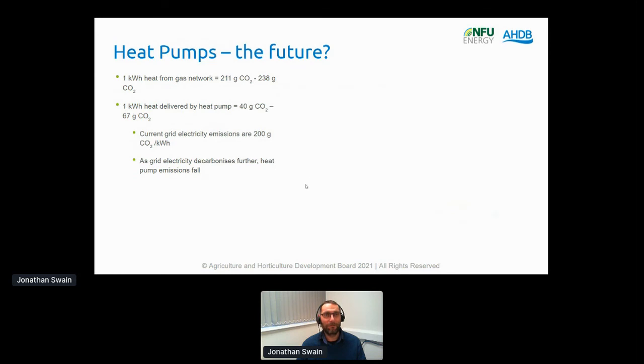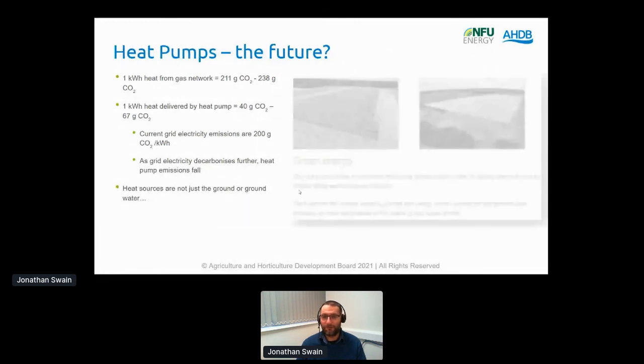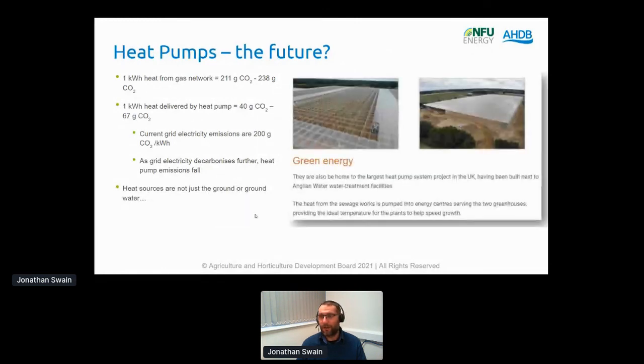So a considerable reduction. Hence why the government are very keen on heat pumps as it stands at the moment. Yes, they need electricity to drive them. Yes, not all sites are suitable. They don't all have a suitable heat source, but there are some big carbon emissions reductions to be had by using heat pumps. And just to think laterally about heat sources, it's not just the ground or groundwater.